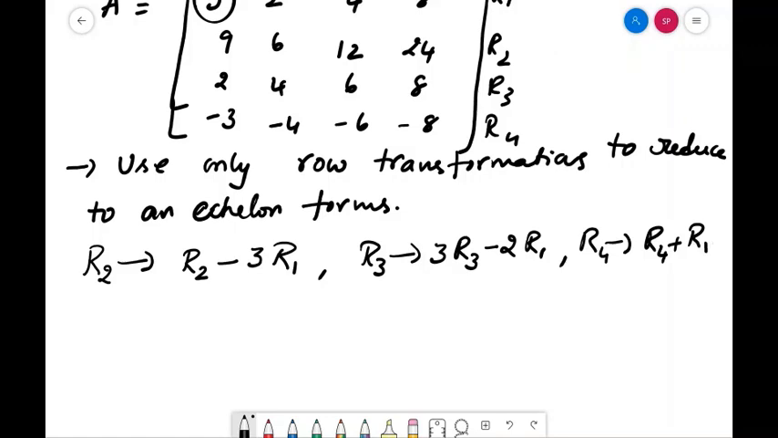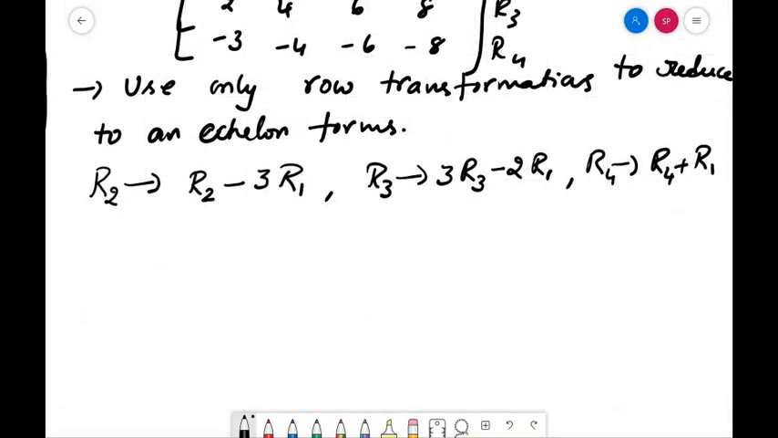See here, I am using row 1 to make all the entries in the first column of the other rows zeros. So I should not change anything in row 1. Whichever row we are using to transform the other rows, we should not change in the same step. We can use them in the next step. So I'm changing R2, R3 and R4, but I'm not changing R1 simultaneously because I'm using R1 to transform all the remaining rows.